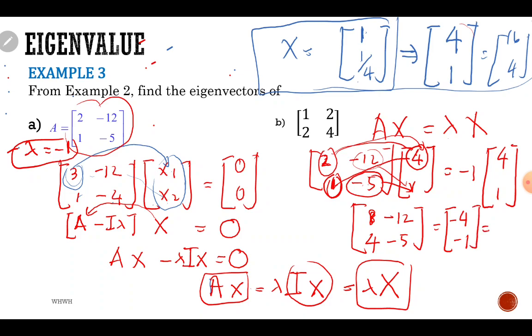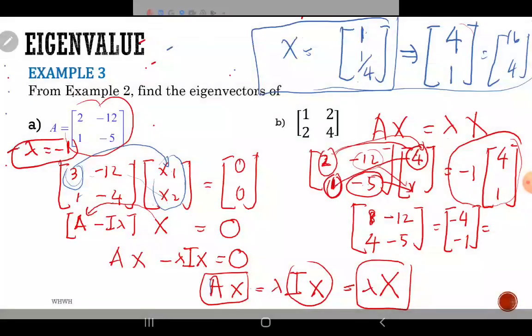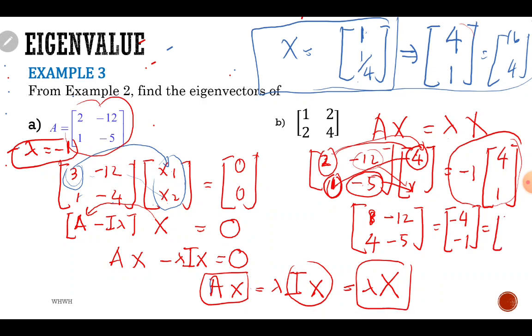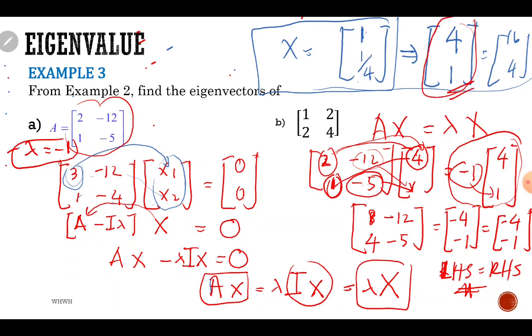Okay, cuba samakan, check on your right hand side ni pula. On the right hand side, is it sama ke tak? Okay, on our right hand side, negatif 1 darab dengan 4, yes, negatif 4. Negatif 1 darab dengan 1 is negatif 1. So is it right? Left hand side sama dengan right hand side. So it's proven that the eigenvector that we get is the correct eigenvector. You may check lah yang mana-mana satu.